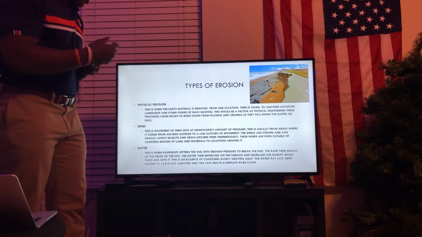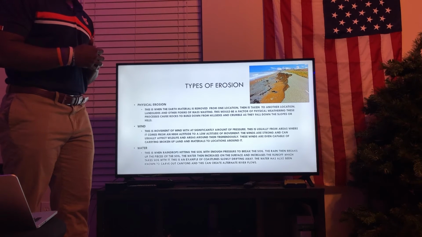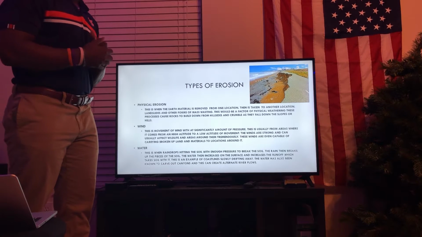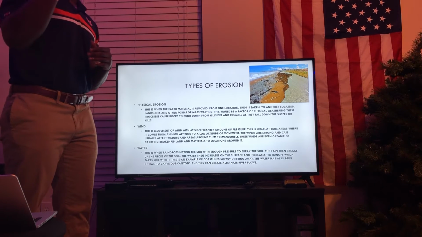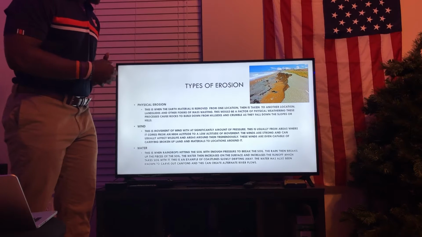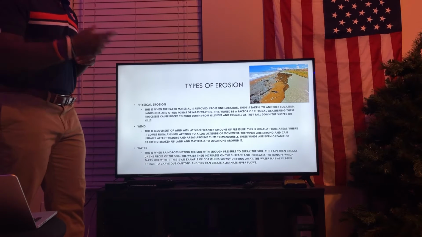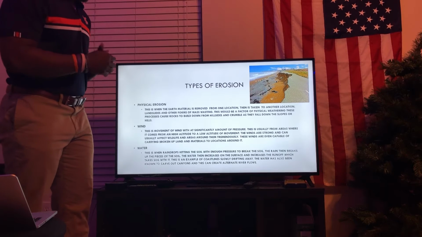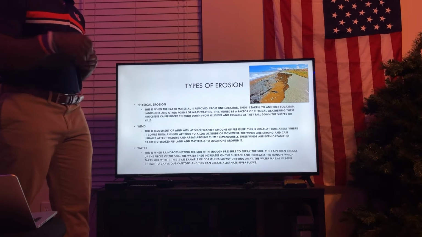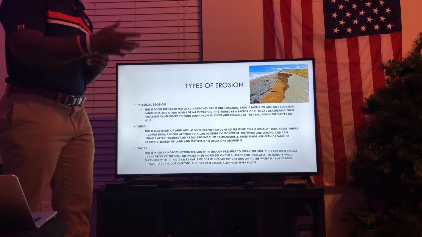Another erosion is wind. This is the movement of wind when it has a significant amount of pressure and is coming from a high altitude to a low altitude, which is very dangerous because it's coming straight down on our crops. This wind can usually affect wildlife and other areas around it tremendously. These winds are even capable of carrying broken up lands and materials to other areas.